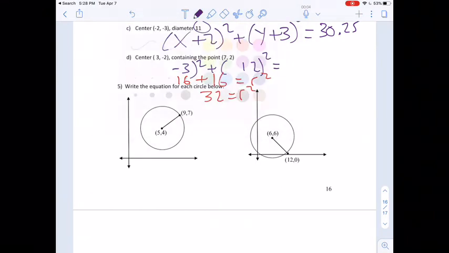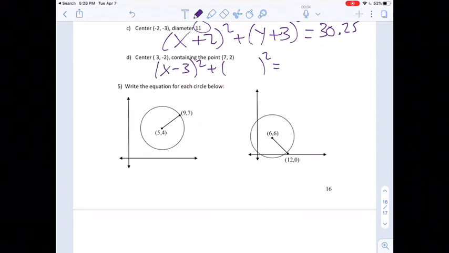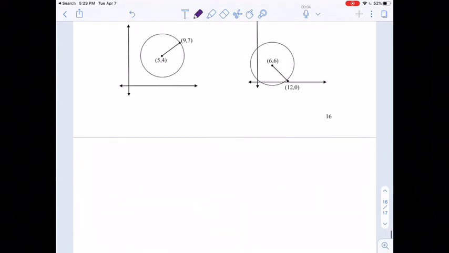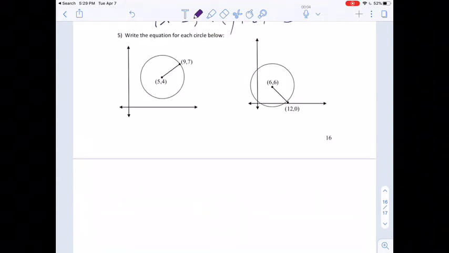Okay, change back to purple. So it was x minus 3 squared. It was a plus 2, and I'm just going to make that back into y. It was a plus 2 because this was negative. Okay. And I found that to be 32. It was 32, so I'm just going to plop a 32 in there. And that's my answer. We're going to do that same thing again 2 more times.